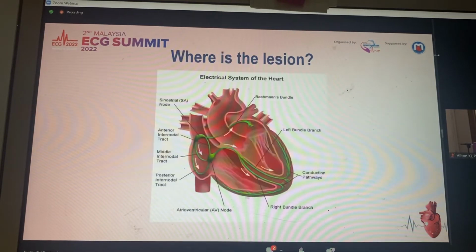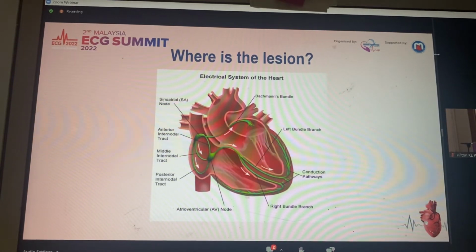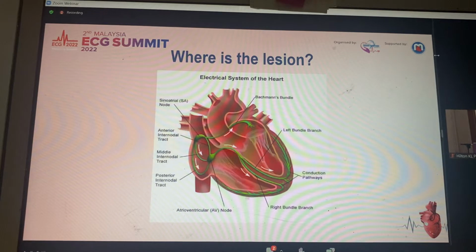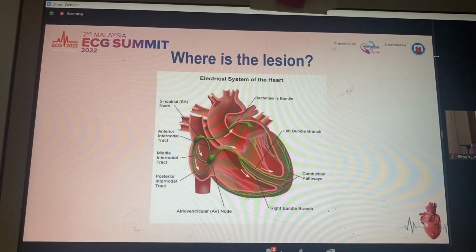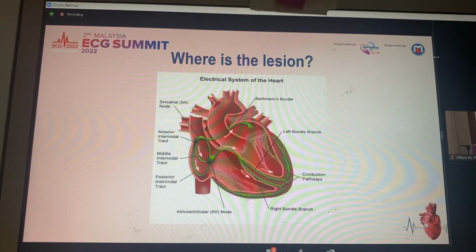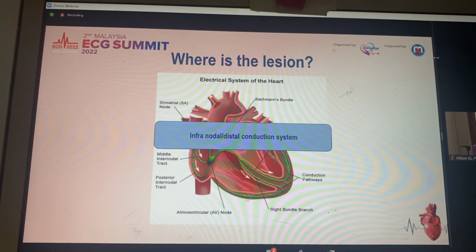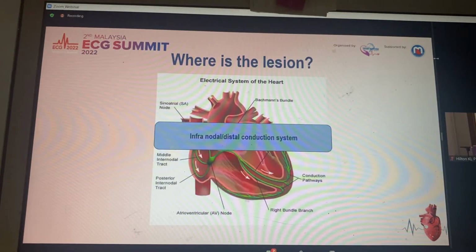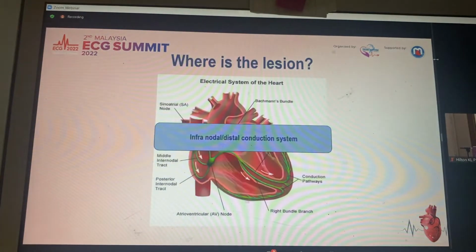Okay, so what is the lesion? In the AV block, it can be a nodal block or an infranodal block, which can be infra-Hisian. In high degree block like Mobitz type 2 and third degree heart block, the lesion most of the time will be infranodal, meaning below the AV node, a distal conduction lesion. It can be any part below the AV node: the His bundle, the bundle branches, up to the Purkinje or distal conduction pathway.